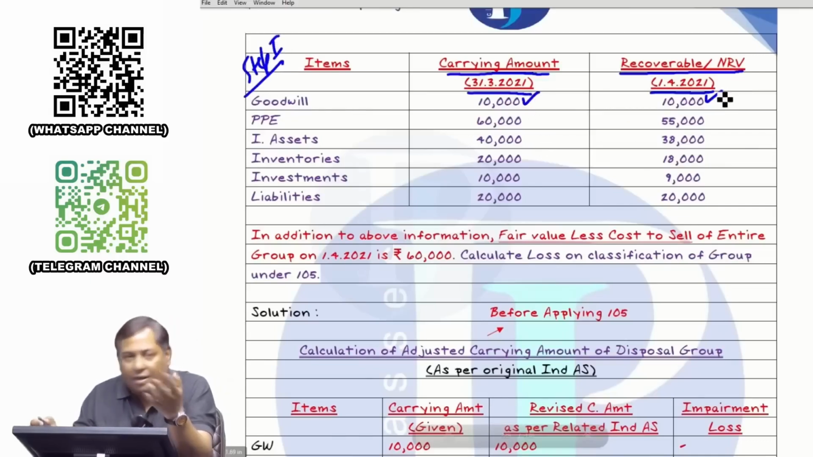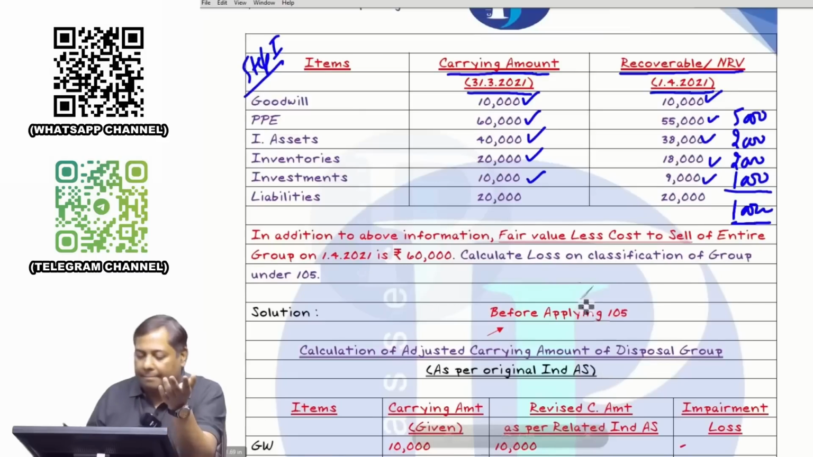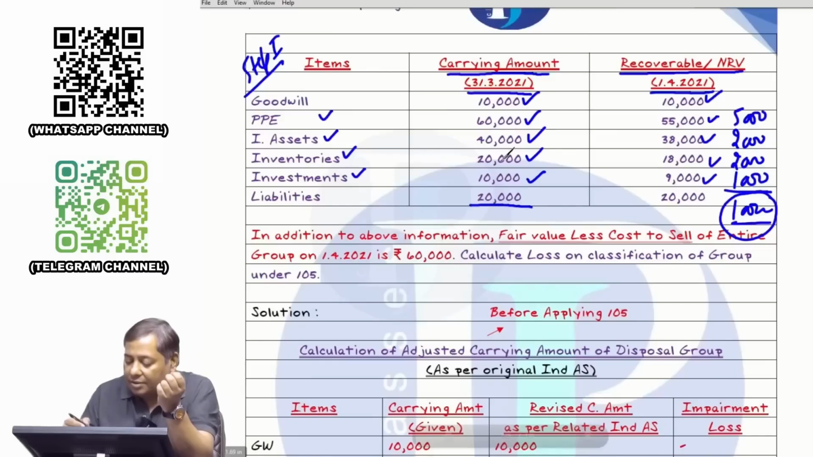Goodwill of 10,000 is intact, so no loss. Asset of 60 turns 55, loss 5,000. 40,000 is 38,000, loss is 2,000. 20 is now 18, so loss is 2,000. 10,000 is 9,000, 1,000 loss. 20 is 20, calculate 5 plus 2, 7, loss 10,000. This is Ind AS 36, this is also 36, this is in AS 2, this is 109, then a loss of 10,000. What's the total? 70, 110, 110, 130, 140, 120, 120. When we subtract 10 from it, we get 110.